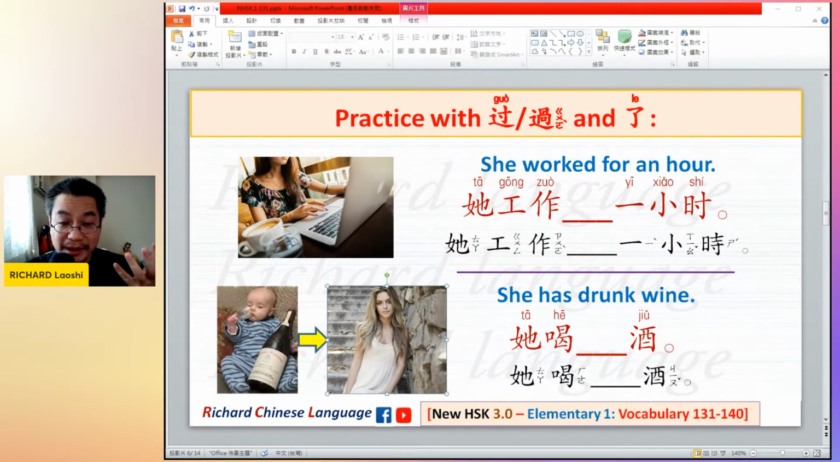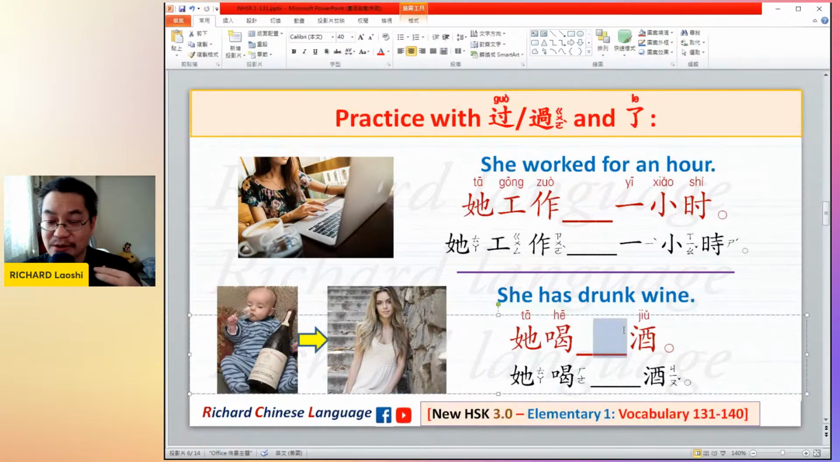When she was the baby, she drank. She tried drinking. That's her past experience. So we have to use 过 here. So that's the difference between the two. When you are talking about the previous experience, 过. When you started to do something, and also the situation remains to now, you can use 了.